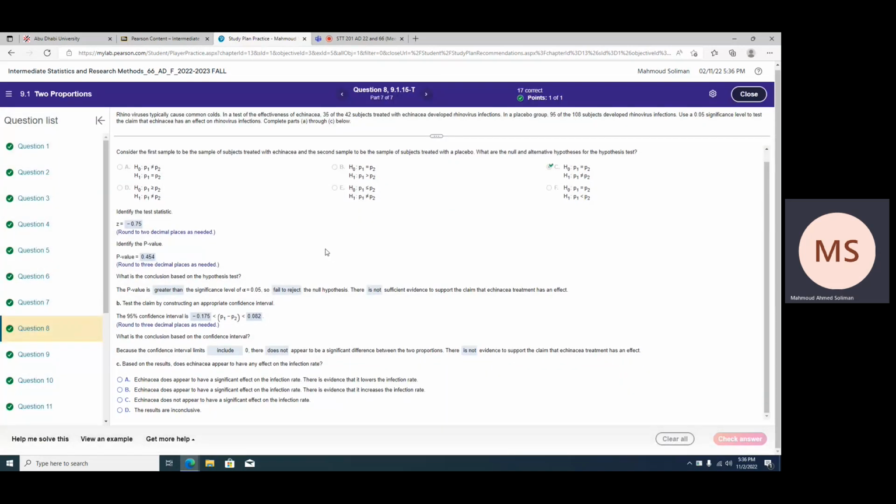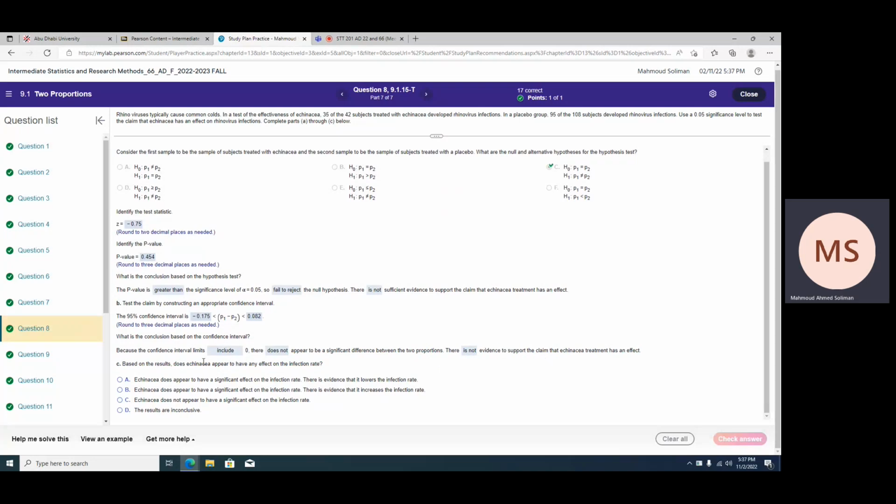Right? It depends on what they say. It depends on what is said here. So here we have 0. That means there is no difference between them, and there is insufficient evidence. Yeah, there's no significant difference between the two. That means there is no evidence to support the claim.